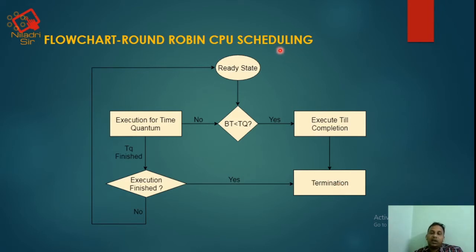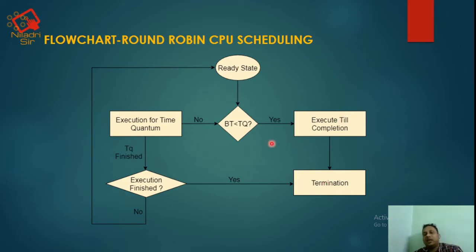So what is the main thing? Suppose this is the ready state. From the ready state, we will check whether the burst time is less than or greater than the quantum time. If the burst time is less than the quantum time, then it will execute the process, and after execution the process will be terminated.